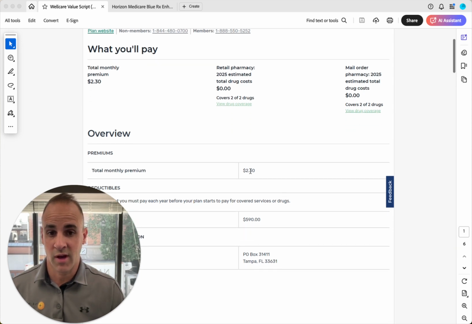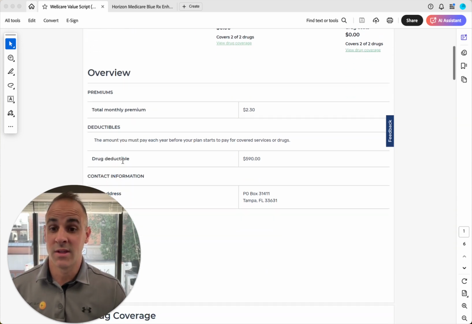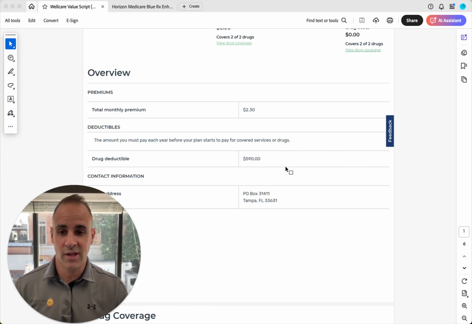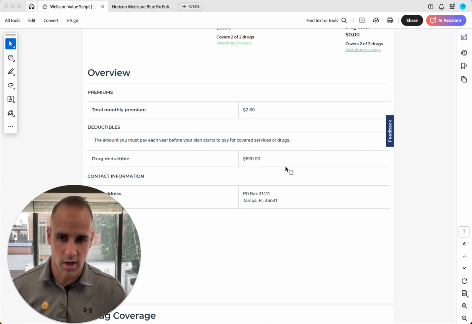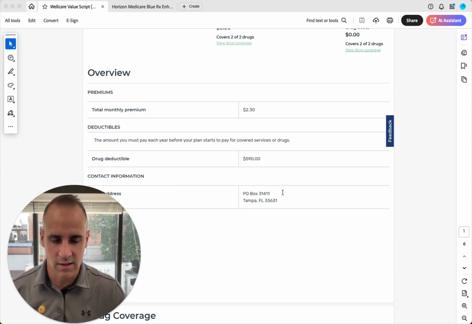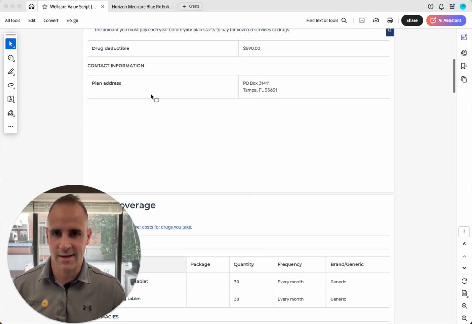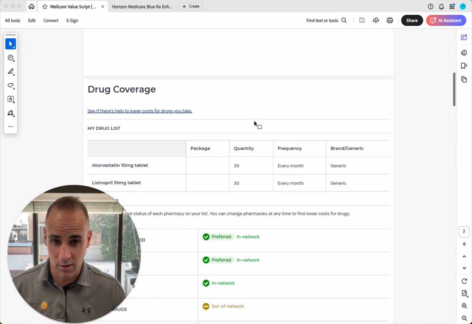The premium is repeated again here. The deductible, so this plan has a $590 deductible. As you'll see later, this only applies to higher tier drugs. So these two medications are Tier 1, so therefore you don't have to meet the deductible with this plan. There's contact information or address for the carrier.